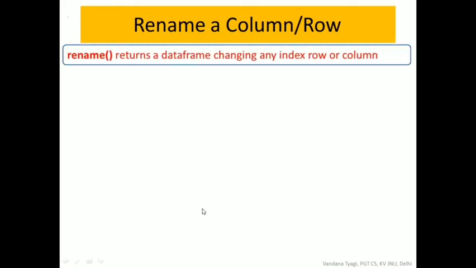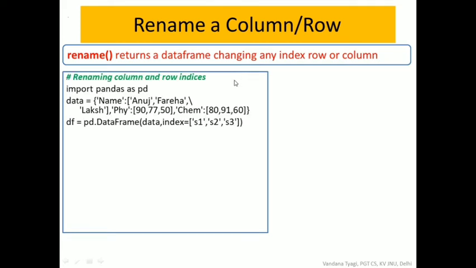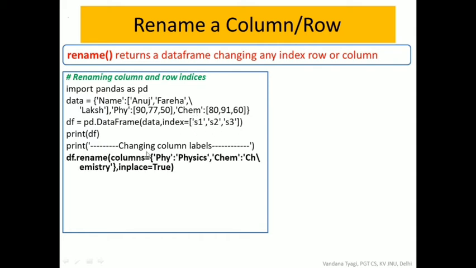Now renaming a column or a row. The same function rename is used to change the name of any row index or column index. Let's see how we will perform this. This is again our previous data frame. We have 3 keys, name, physics and chemistry, meaning 3 columns, and indexes S1, S2, S3. Now to change the column labels, we have given PHY, Chem and name. Now I want to change PHY to physics and Chem to chemistry. So I want to change multiple entries.